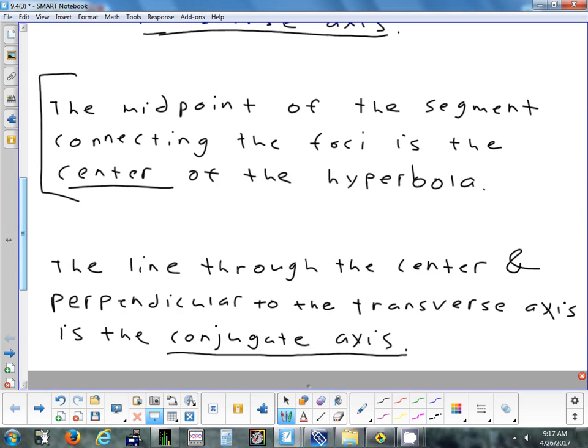The other axis, in an ellipse we would call it the minor axis. In a hyperbola we call it the conjugate axis. The conjugate axis goes right through the center and is perpendicular to the other axis. So if that's your hyperbola, if that's the center, that's the transverse axis, that's the conjugate axis. So the conjugate axis goes right through the center, perpendicular to the transverse axis.